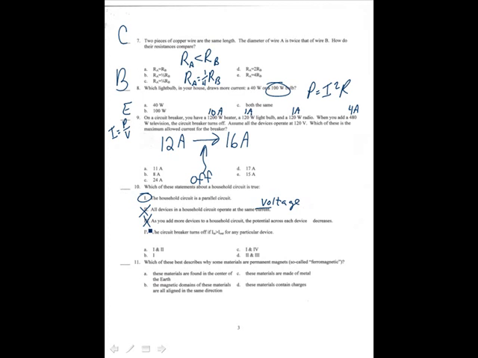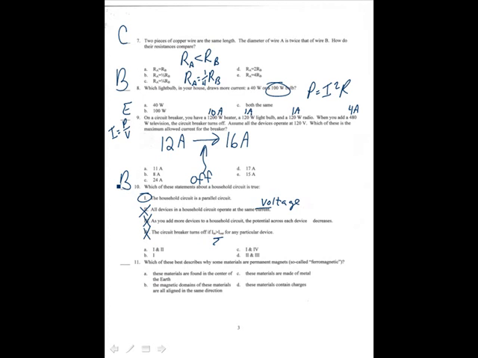The circuit breaker turns off if I in is greater than I out for any particular device. That's not true. The circuit breaker turns off if the total current exceeds a certain amount that protects the circuit in your house. This is for a GFCI. So the answer is just the first one. That's option B. Number 10 is B.